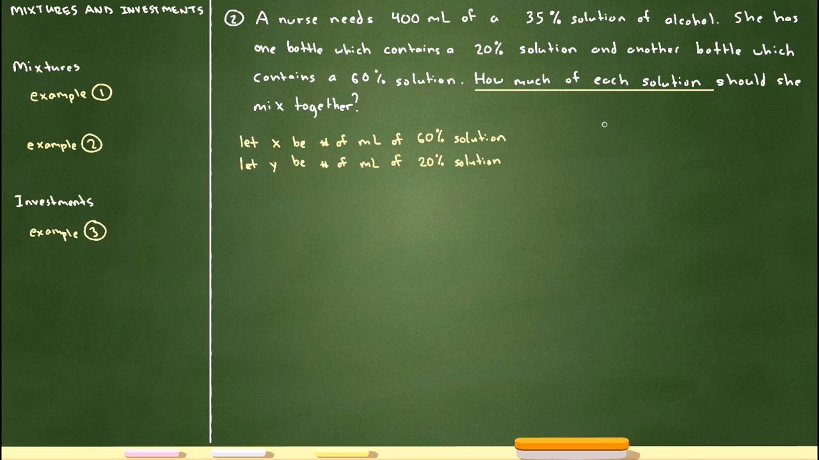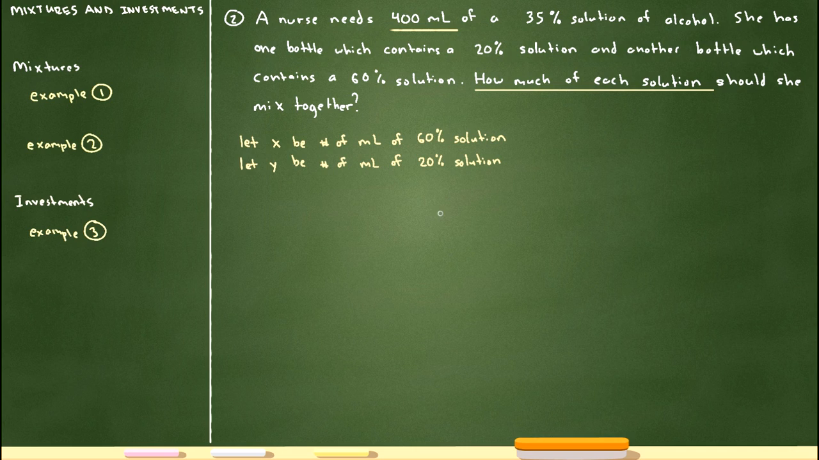Now, to do that, we want to take a look back at the problem and see if we can pick out any information that will help us here. First of all, a nurse needs 400 milliliters. And we're combining these two solutions together, the 60% and the 20% solution of alcohol. But whatever we combine, it can only combine to be 400 milliliters.